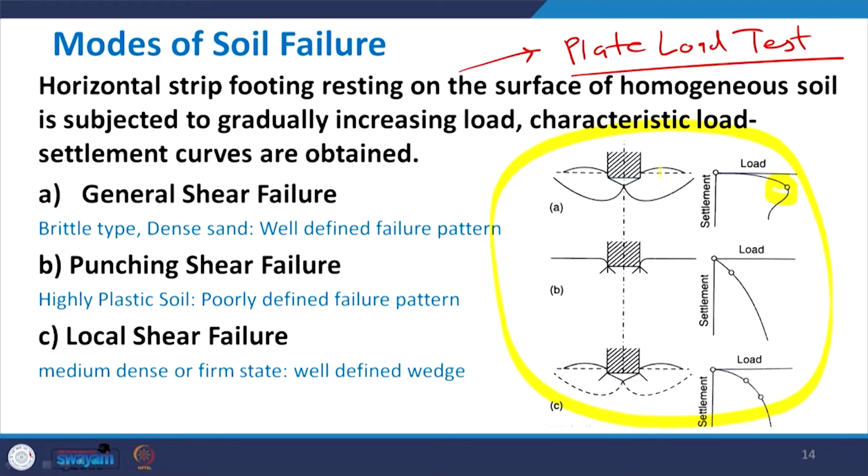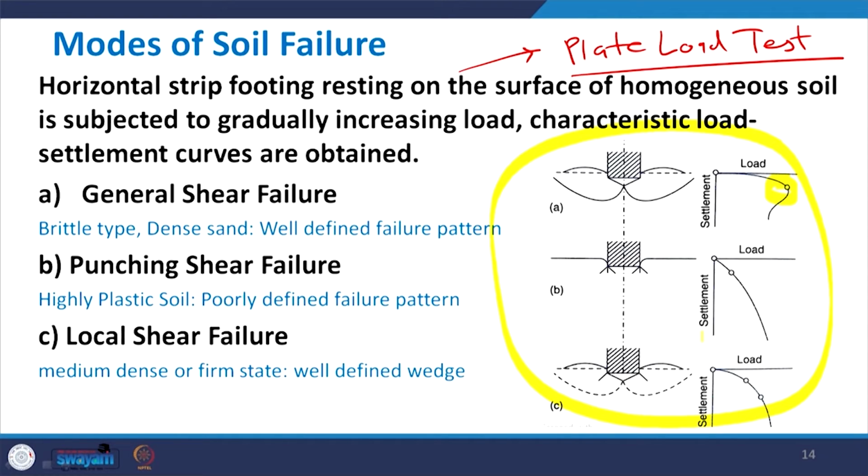The second mode of failure is called punching shear failure, which is applicable for highly plastic soil. There is a poorly defined failure pattern. Here we do not have a kink like the one shown in the first part A; you have only a smooth curve. The third one is called local shear failure, which is the condition between general shear failure and punching shear failure.